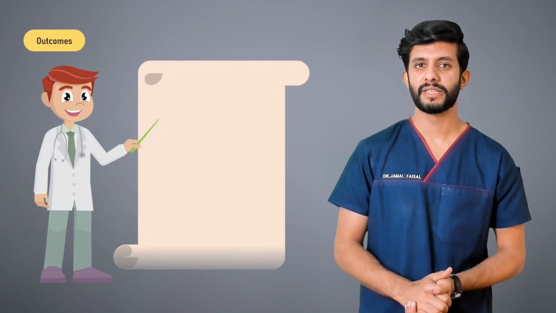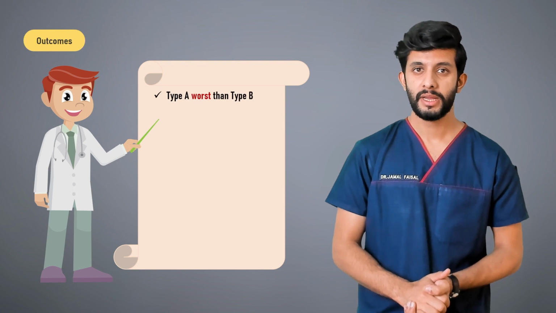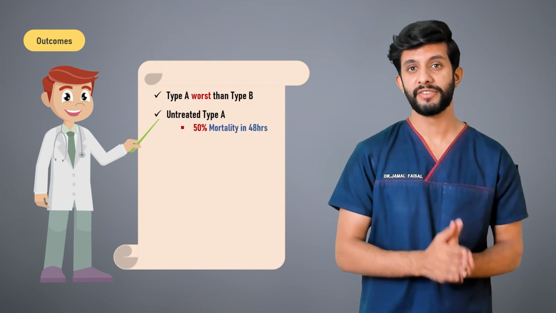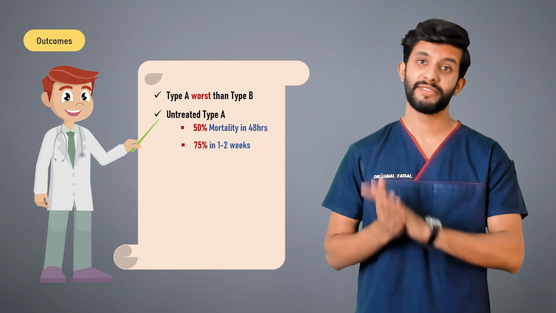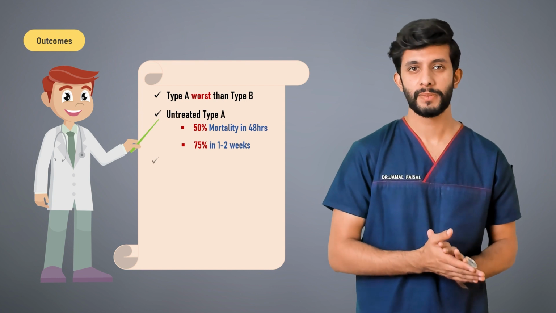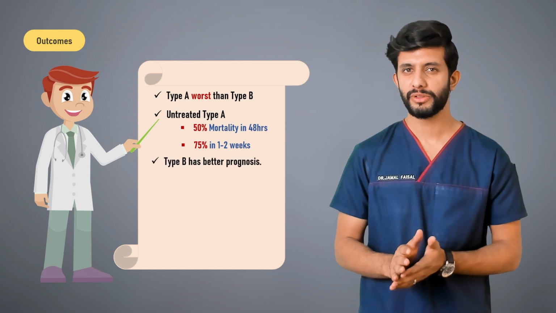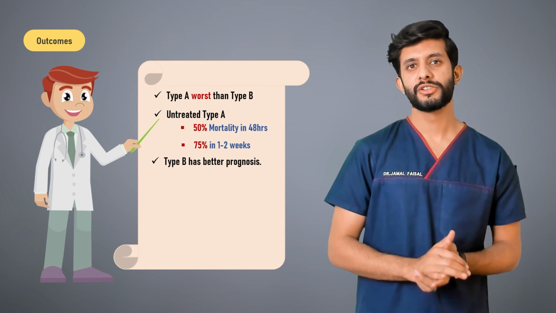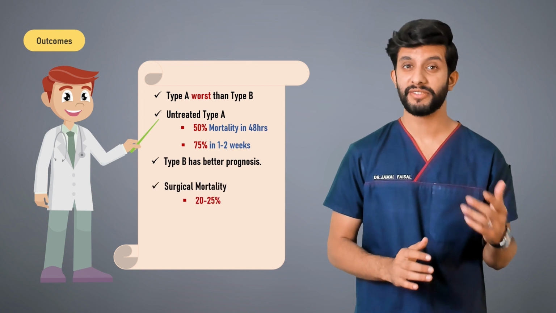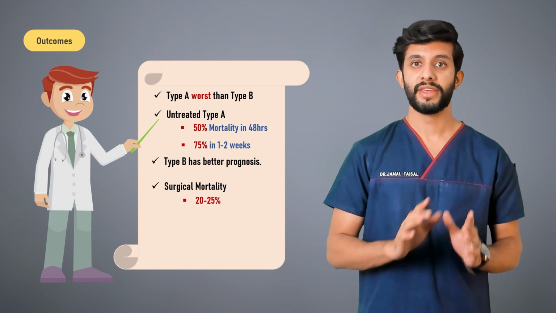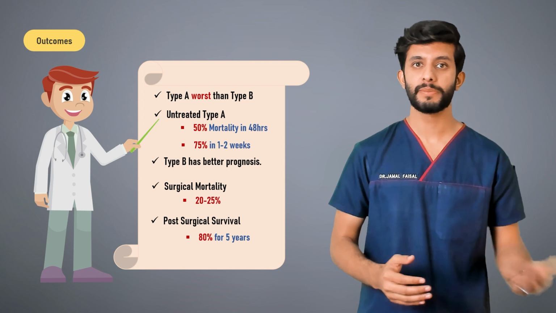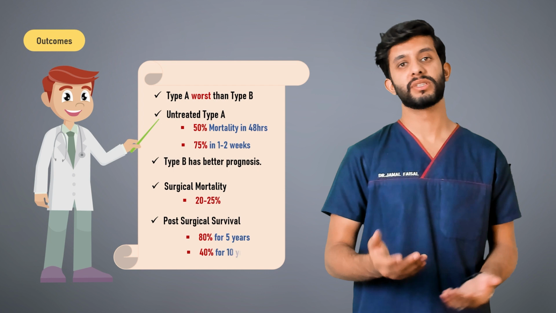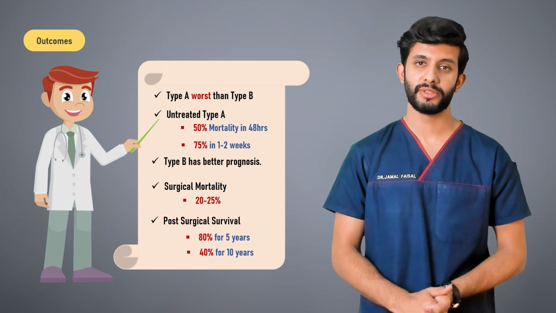Now, the outcomes, the prognosis for type A is much worse than that for type B. And if type A does go untreated, 50% mortality is expected within the next 48 hours, and 75% within the next 1 to 2 weeks. Type B does have a better prognosis. Generally, surgical mortality stands high at 20 to 25%. However, the overall survival for patients who leave the hospital post-surgically is 80% at 5 years and 40% at 10 years post-operatively.